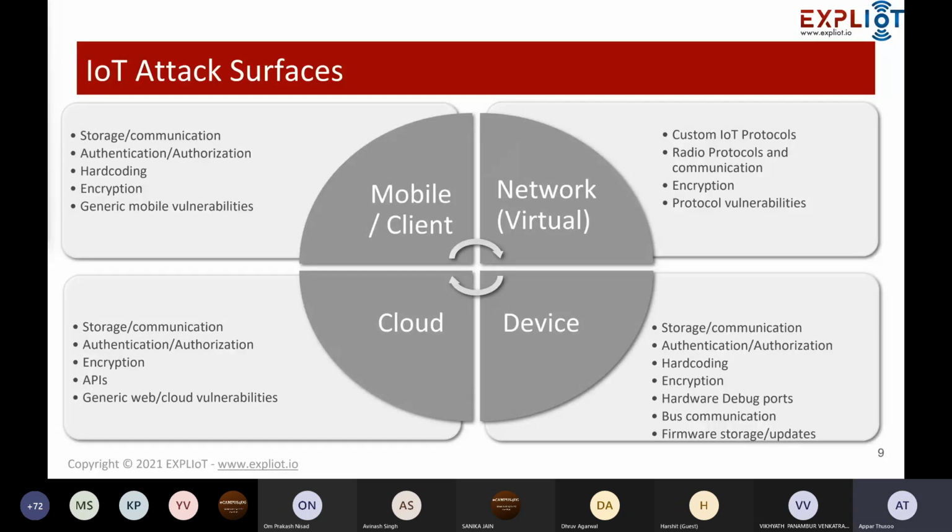And last but not the least, we have the cloud itself. Cloud is also now one of the more defined and standard fields when it comes to security, because we have a lot of security guidelines being published in terms of cloud. Again, storage and communication: how these devices are storing the data on the cloud and how they are communicating. Some of the examples are AWS IoT, Microsoft Azure IoT.